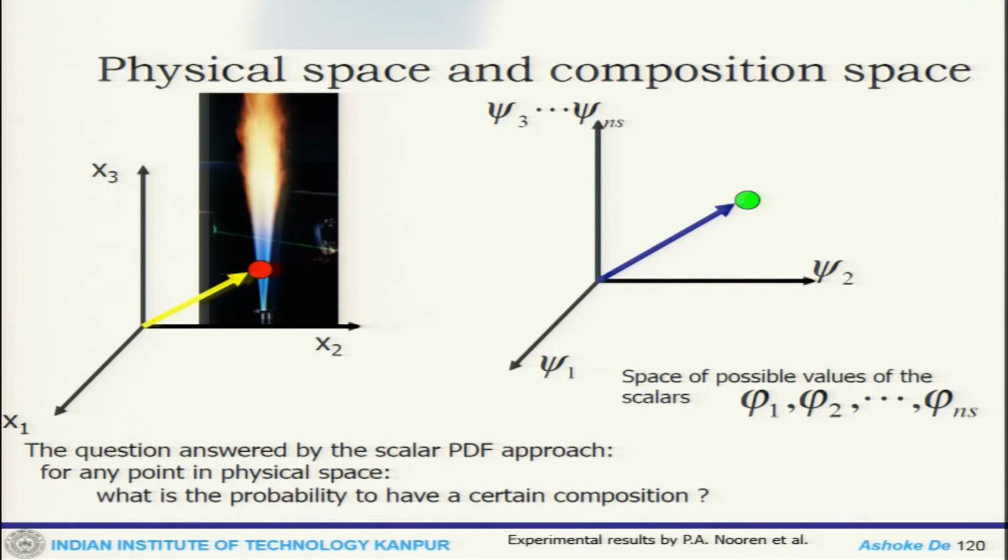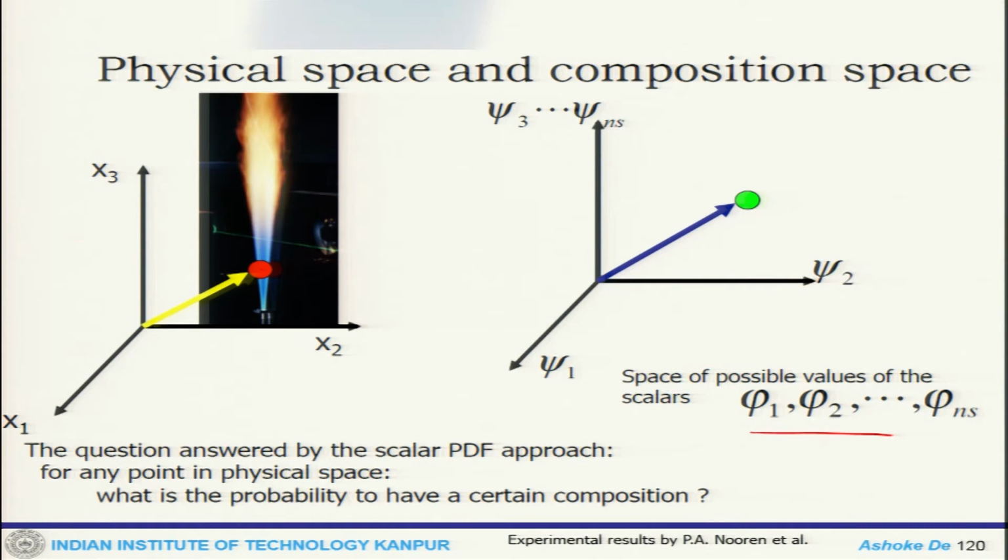Now, we look at this system, the physical space and the composition space. This is our physical space where the problem is defined, and this is one point which we want to locate. So, this is our sample space. The sample space possible variables are phi 1 to phi n s. That means the sample space is formed with all these scalars, which are sort of linearly independent functions one can think about.